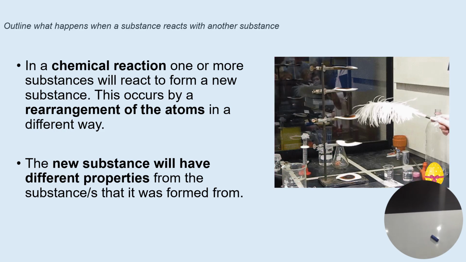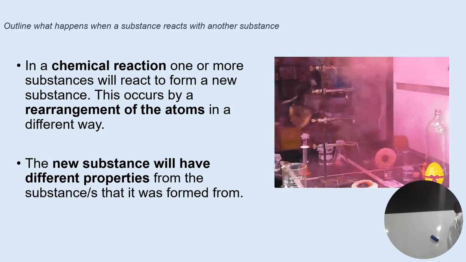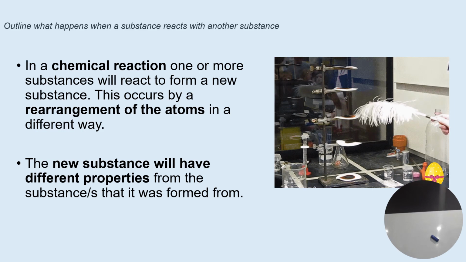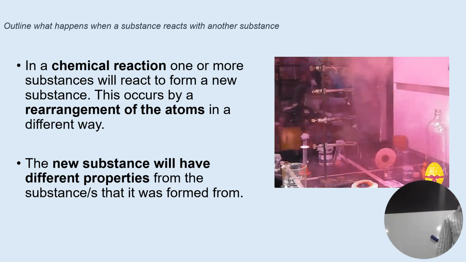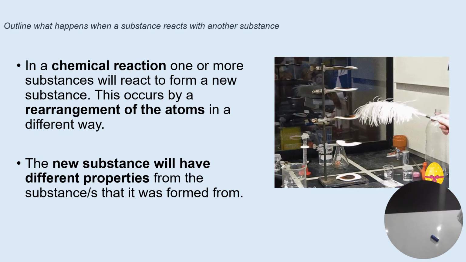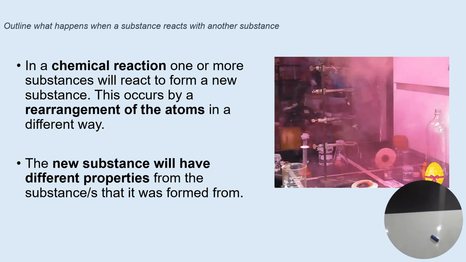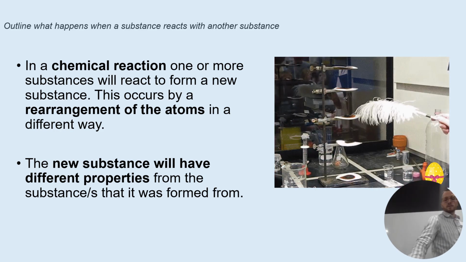The new substance has different properties from the substance it forms from. So nitrogen triiodide is highly unstable, it explodes. Nitrogen and iodine are very stable. They don't react readily.